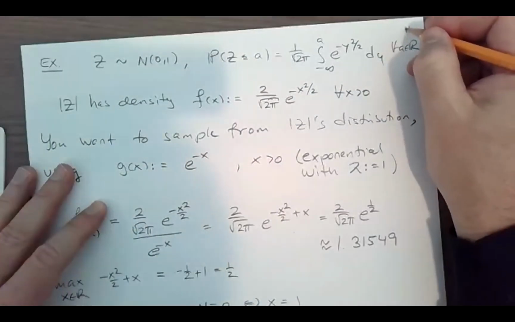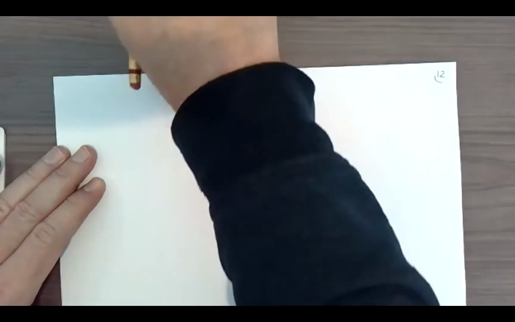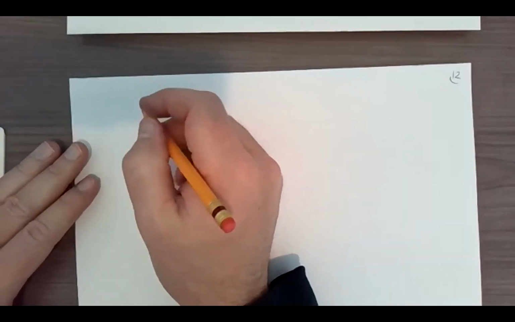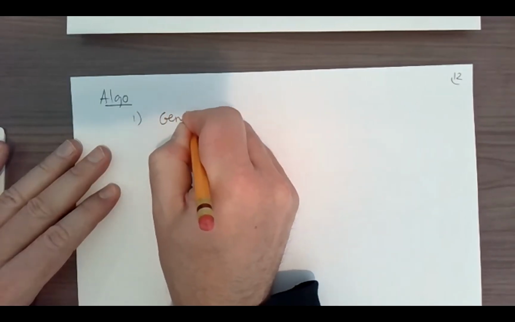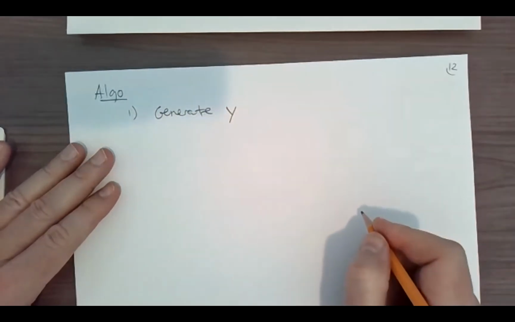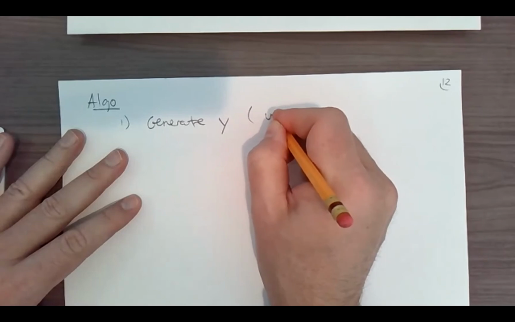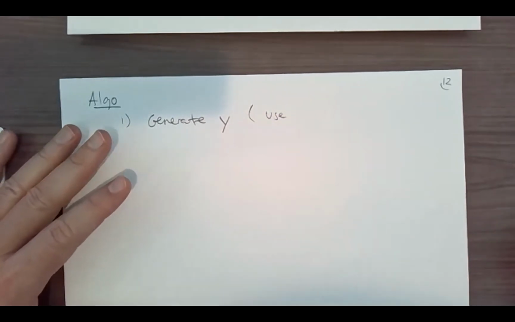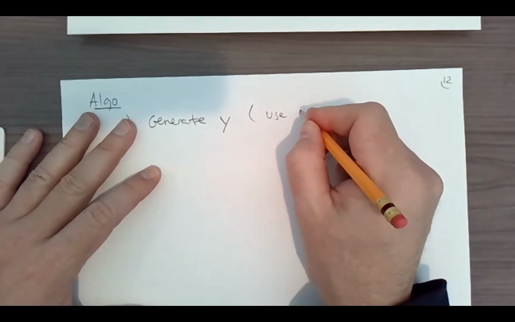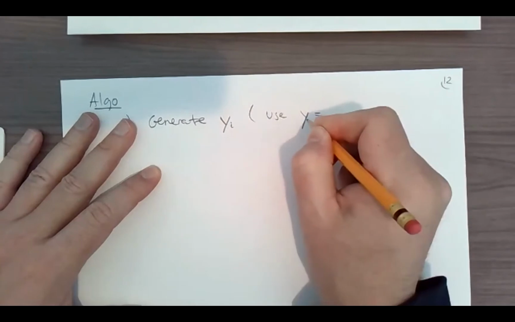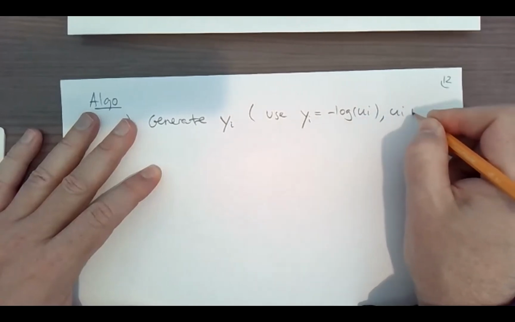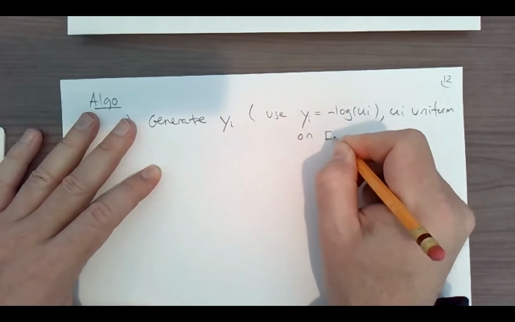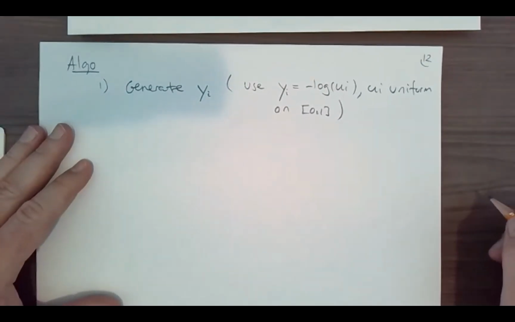And so if we adapt the algorithm to this specific example, the first step is to generate y, and so you can use that formula, which is y is equal to, what was it, minus log of U, where U is uniform. So that was the first step.